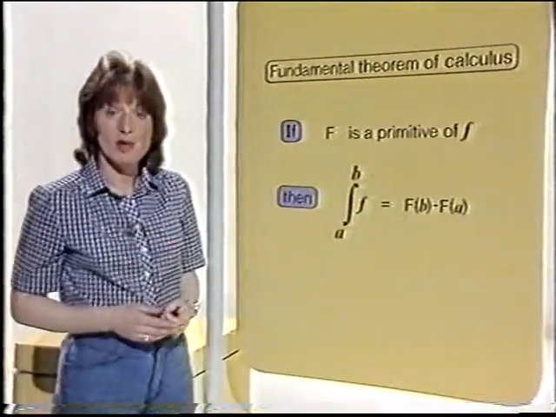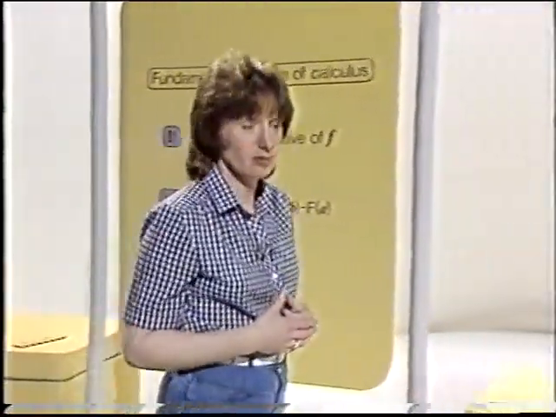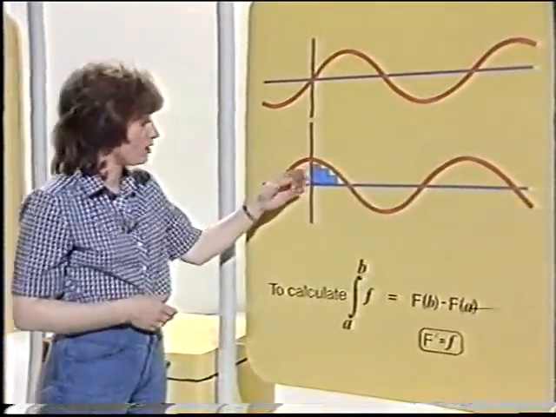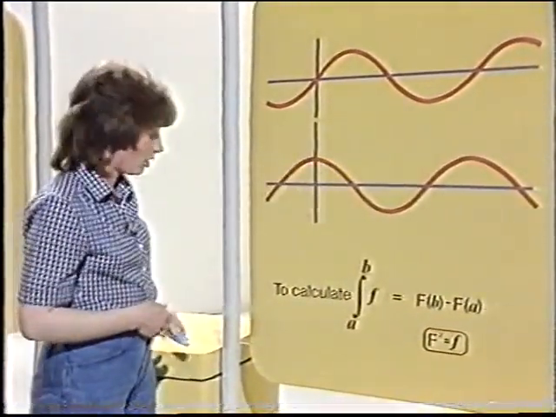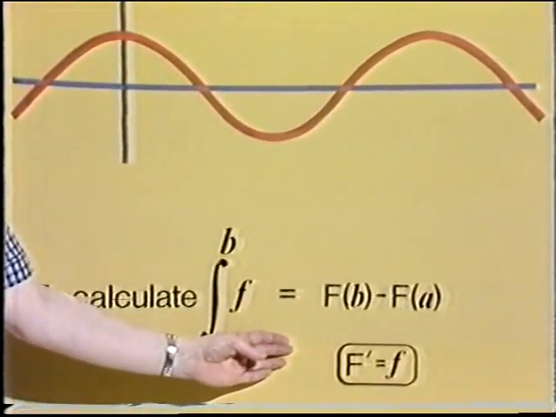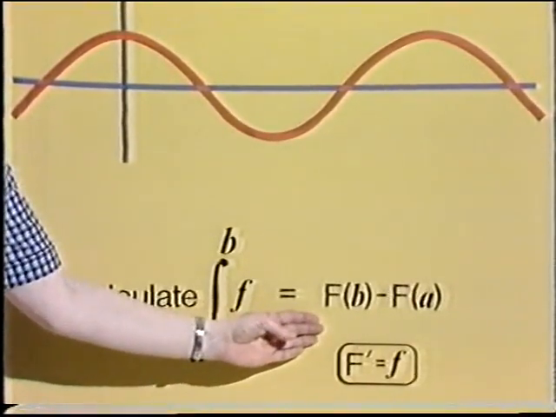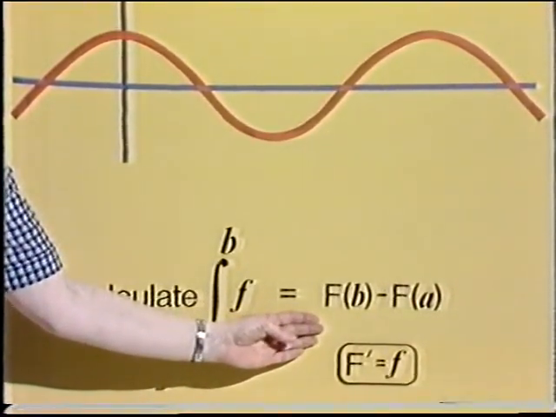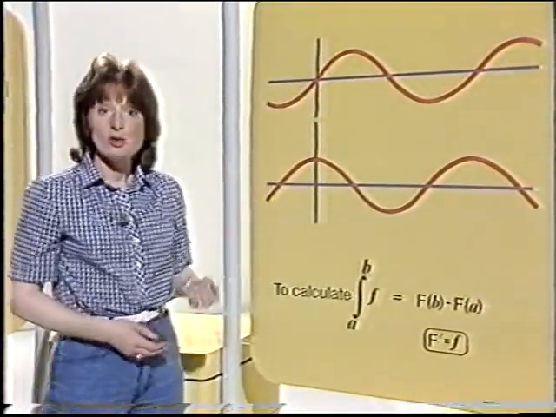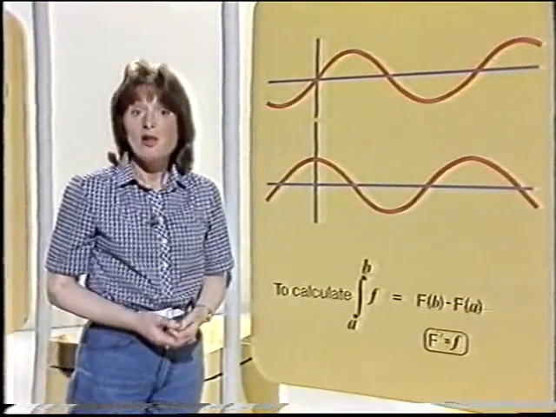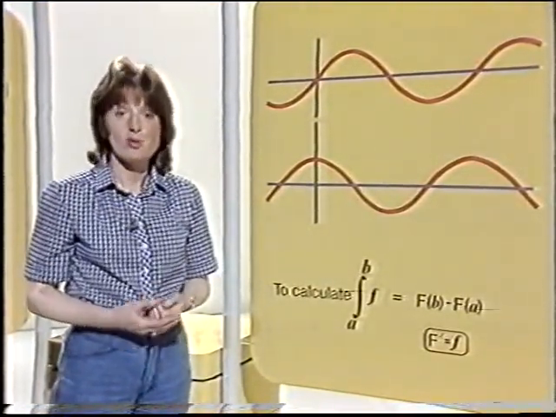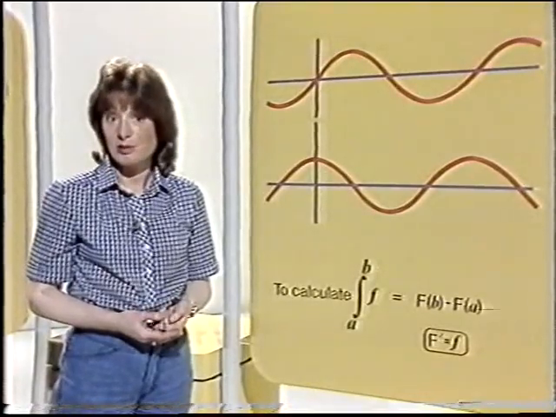Now, let's see what that means for our cosine function. It means that here we don't need to worry about these rectangles anymore. We can go straight to this expression for the integral. All we need to do is to choose a primitive of cos. And the most obvious primitive to choose is the sine. So the fundamental theorem tells us that to find an integral, we need only search for a primitive. The next question is, how do we go about finding one?